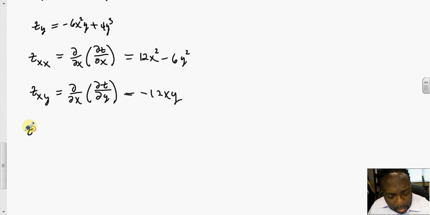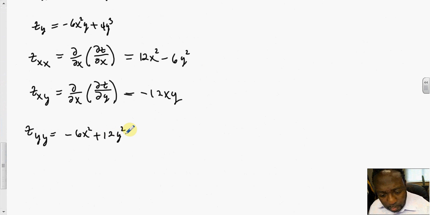And what about here, the second partial of z with respect to y? We look at this one and you find the partial derivative there again with respect to y. So this is negative 6x squared plus 12y squared.